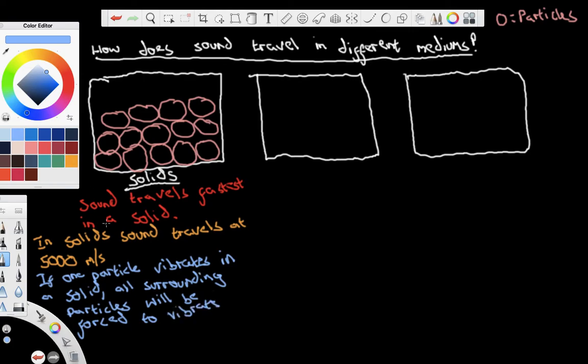So in a solid, sound travels at its fastest. It travels at 5,000 meters per second. That's because they are arranged into these layers. They're all touching. Therefore, if one particle starts to vibrate, the others start to vibrate. And this makes the sound travel quickly. There's no gaps between the particles. So we can just add underneath here, there are no gaps between the particles.